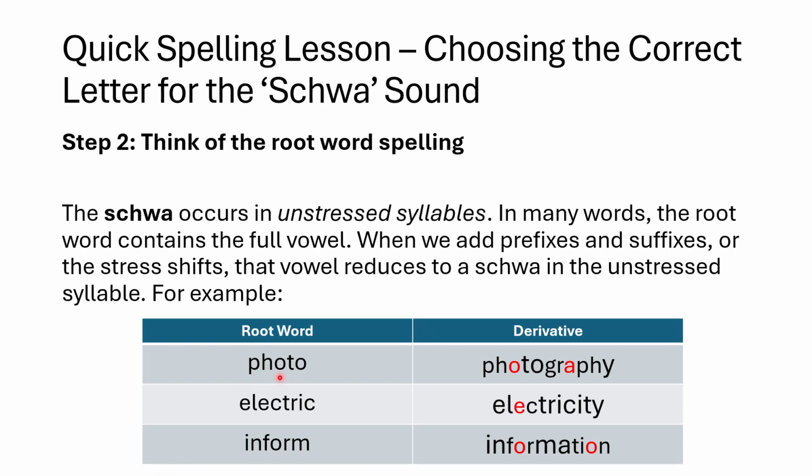in the root word photo, letter O makes its full vowel sound in both syllables. When the morphemes graph and y are affixed to the base word, the stress shifts. The first letter O and the letter A are in unstressed syllables, so they make a schwa sound. Photography.